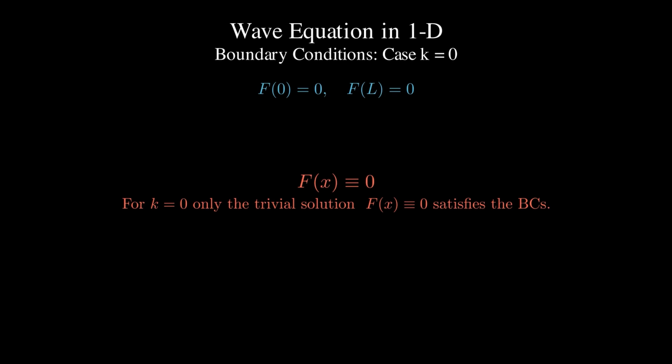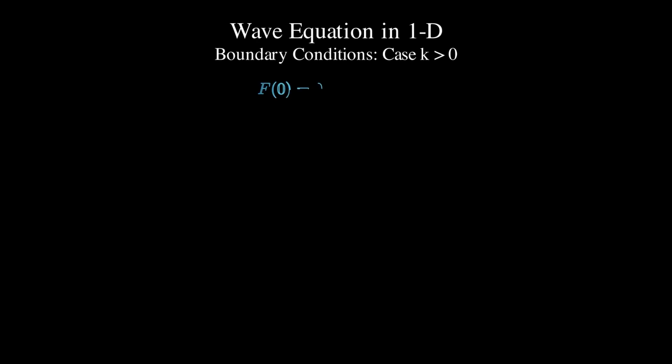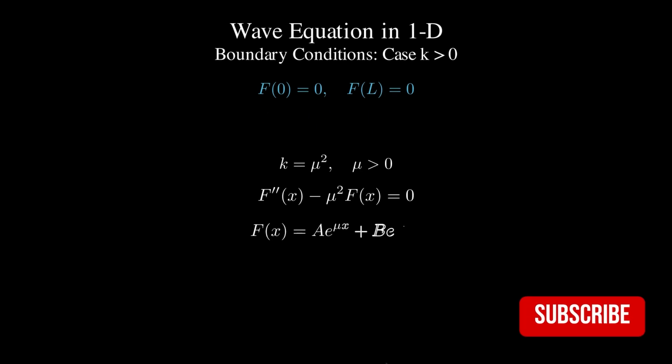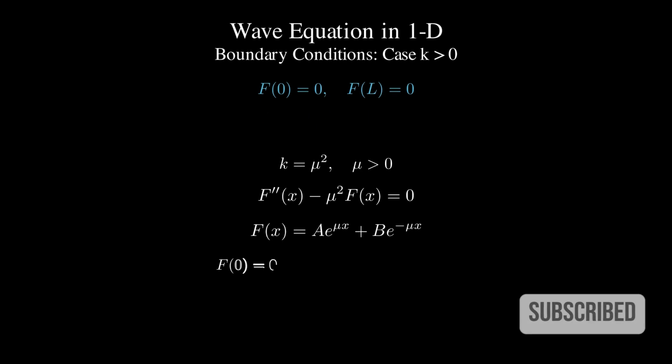If I continue, I will do the case of k being a positive number. So I will write k now as mu squared, where mu is a number bigger than 0. Once again, solving the differential equation, I get the following, which you see on screen, the exponentials right there.